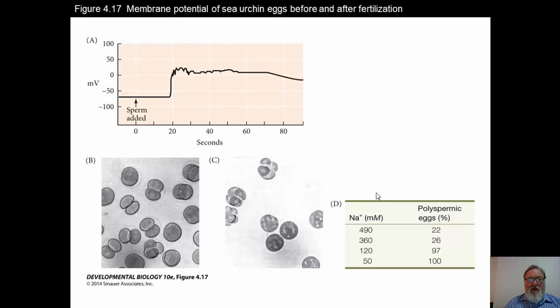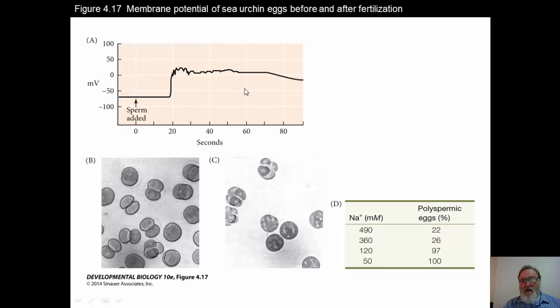This shows one way that the eggs avoid polyspermy. If the sperm is added, and once the sperm fuses with the egg, basically the membrane potential will increase to the point where no more sperm can come into the egg normally. And so when that happens, you get the usual first division with 2 cells that have returned to the diploid condition. If, however, sodium is reduced, then the sodium level is too low.